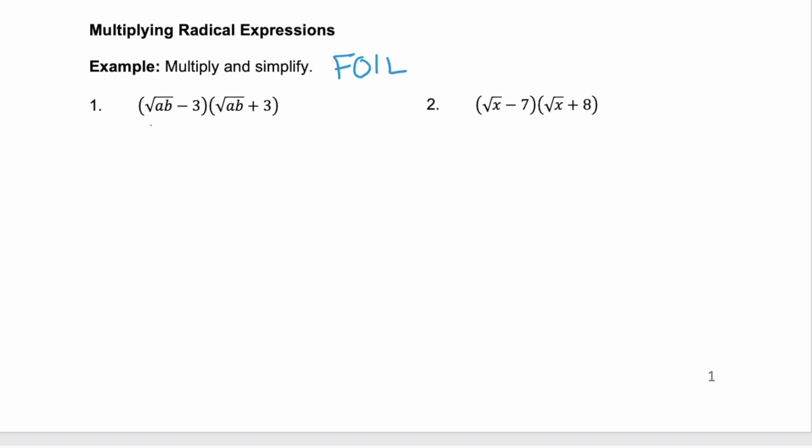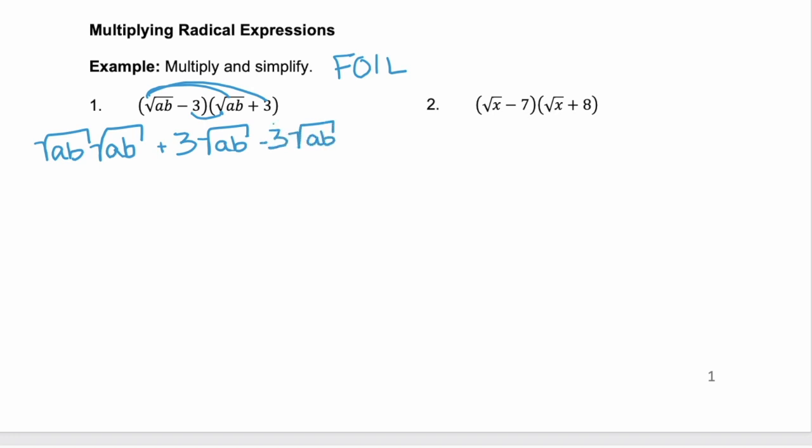So in example 1, the first part is to multiply the first term from each: square root of a times square root of ab times square root of ab. And then outer, we multiply the two outer terms. So that's plus 3 times the square root of ab. And then inner, we get minus 3 square root of ab. And then the L, the last two terms, minus 3 times 3.